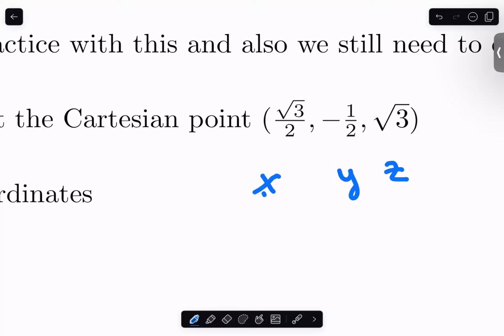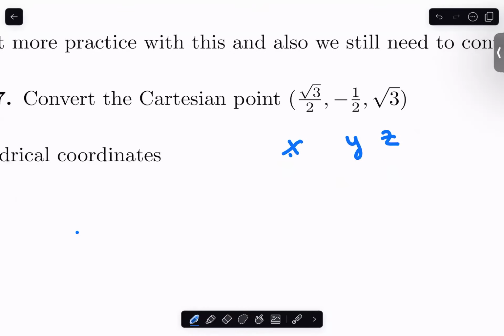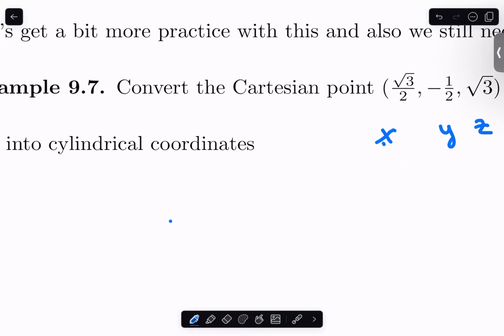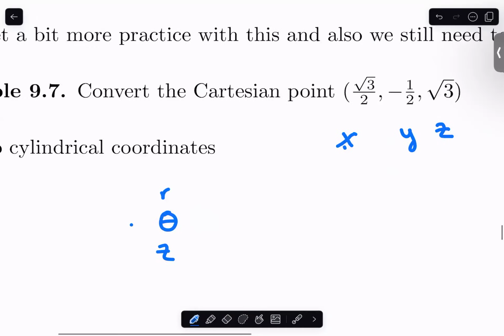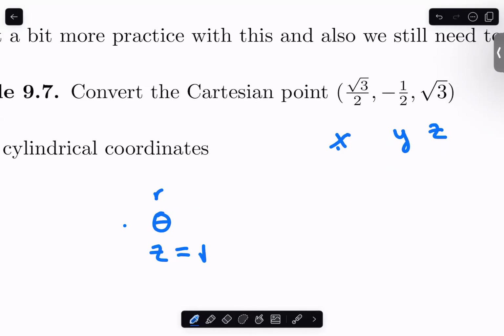All right, so yeah, x's, y's, and z's. And I'd like to convert this first into cylindrical coordinates, which means that I need an r, I need a theta, and I need a z. Now, in cylindrical, z is the exact same as Cartesian. So whatever z was, we can just copy and paste here. So that's quite nice. However, for the r's and the thetas, we need to convert.